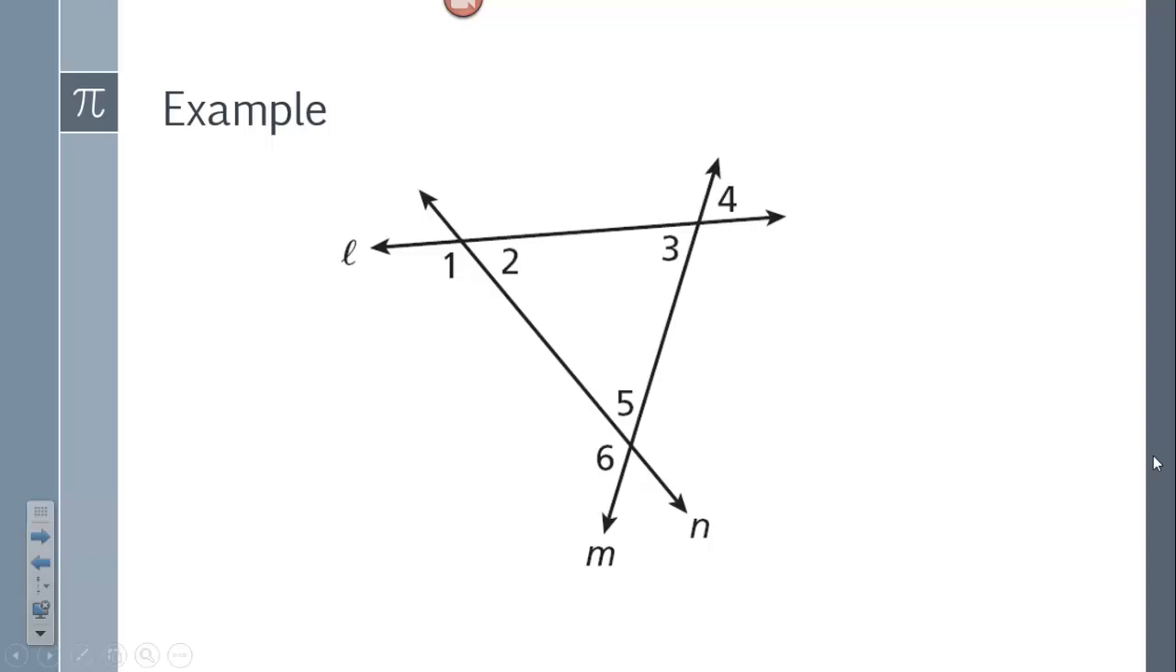This example looks a little different, and depending on what angles we're looking at, any one of these lines could be considered a transversal, because if you notice, each one of these lines intersects the other two lines at 2 separate points. So let's take, for example, line M as being the transversal. Think for a minute, what type of angles are 3 and 5? For transversal M, 3 and 5 would be considered same side interior angles.